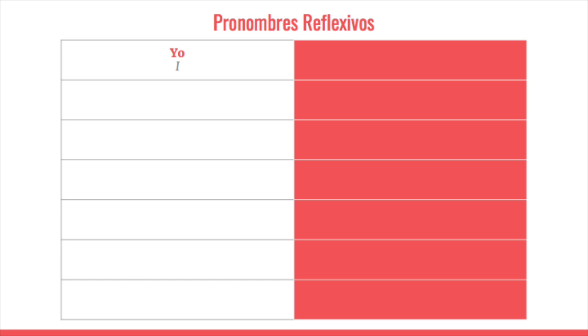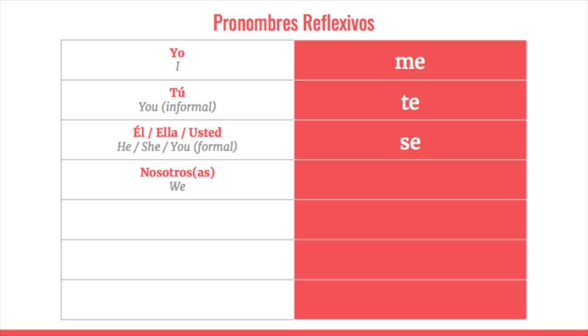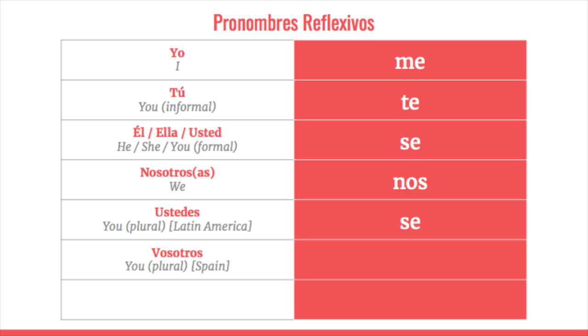Okay, so I'll show you some examples in a bit, but before that I want to make a review on the pronombres reflexivos. To make a verb a reflexive verb, we need the reflexive pronouns, the pronombres reflexivos. So for yo, we have me, for tú, we have te, for él, ella, and usted, we have se. For nosotros or nosotras, we have nos. For ustedes, we have se. For vosotros, we have os. And for ellos and ellas, we use se.